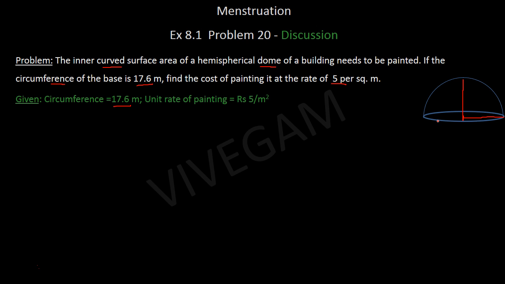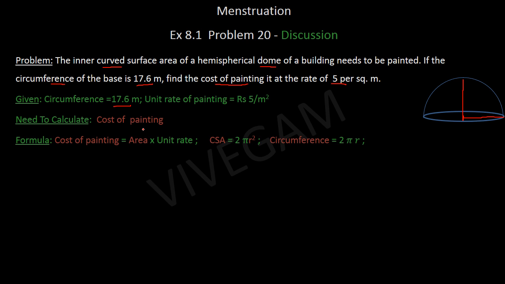Now let's get into what we need to calculate. We need to find out the cost of painting of the inner curved surface area. So now let's list the formulas. Cost of painting is area into unit rate. This is normal. But do we know the area? We don't know the area, so we'll have to calculate the area.